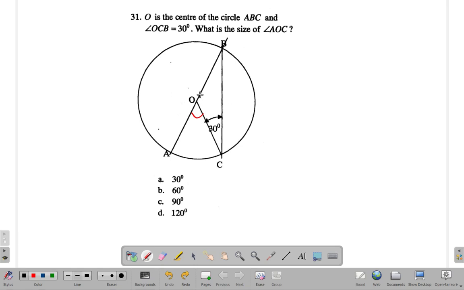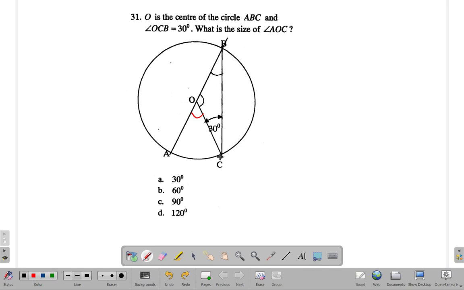I want to find this angle. Now, which other angle can help me to find that? If I find this angle, then I know that the 30 plus this angle would be 180 degrees, because they are internal angles in a triangle. They add up to 180 degrees. Now, can I find this angle right now? Doesn't seem so. I don't have much help in terms of this angle. But let's look at this angle up here.